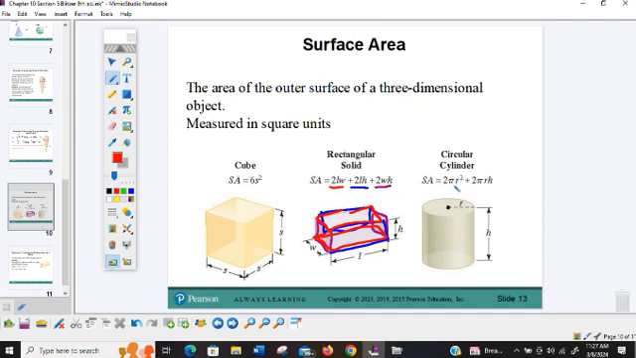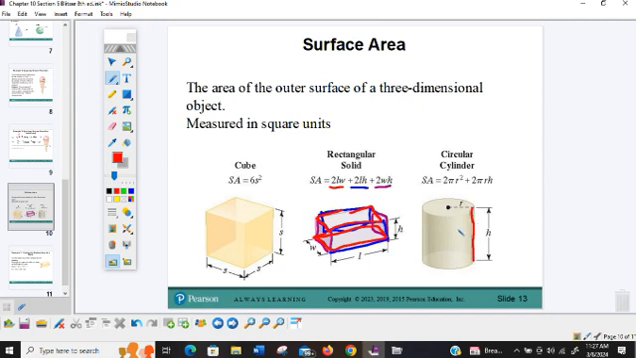And for a right circular cylinder, it is 2 times pi times the radius squared plus 2 pi RH. Now here's why. This is a circle, and to get the area of a circle, it's going to be pi r squared, but we have one on top and one on bottom. That's the 2.